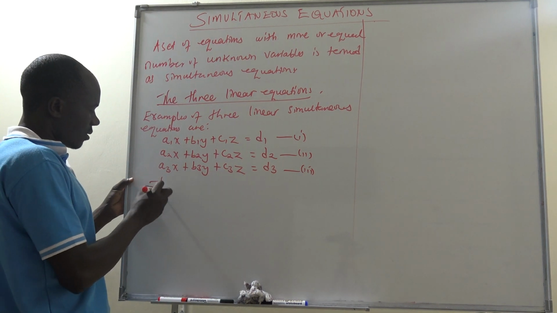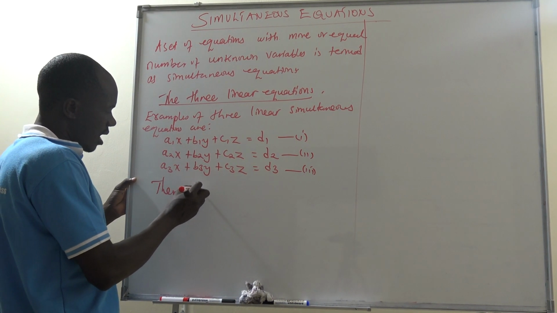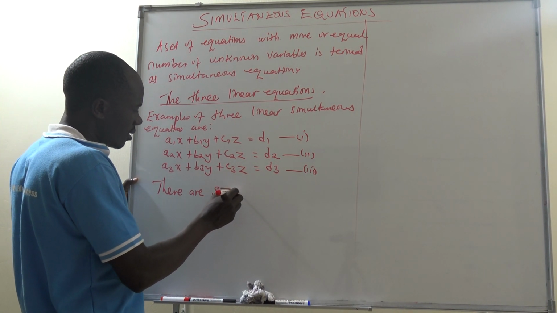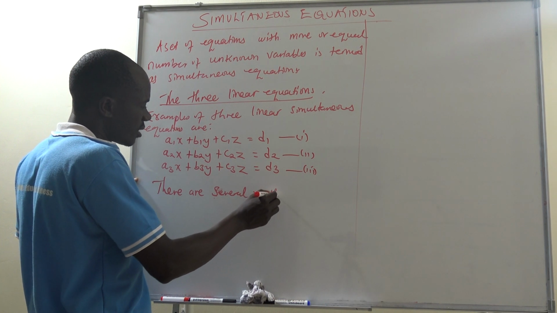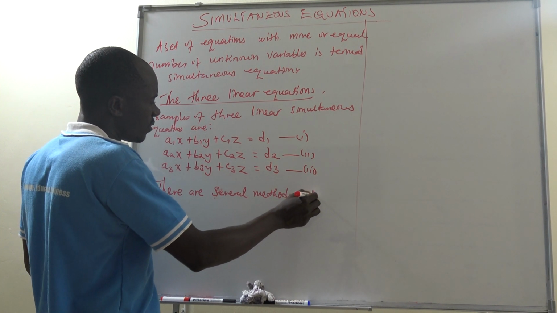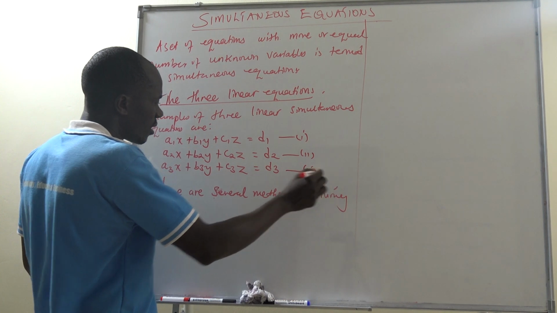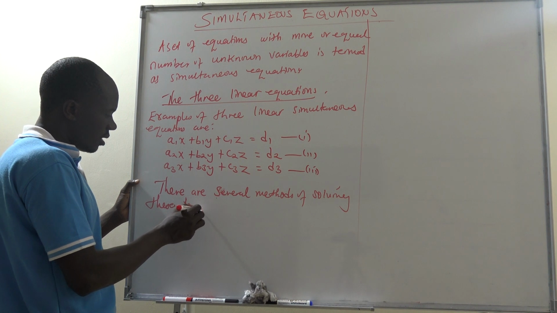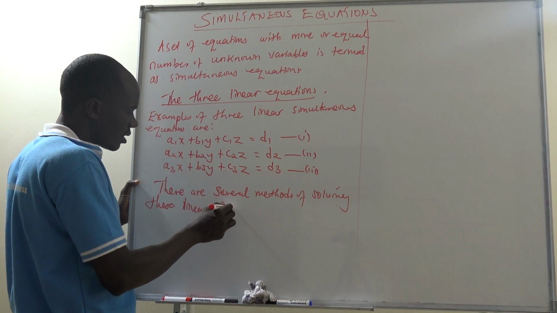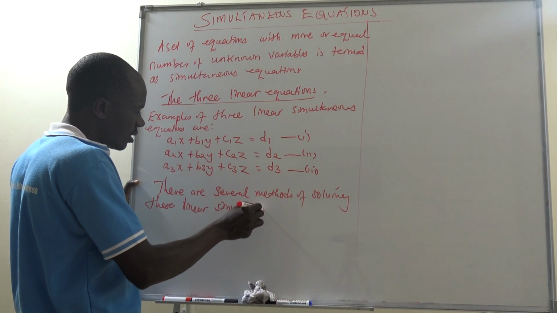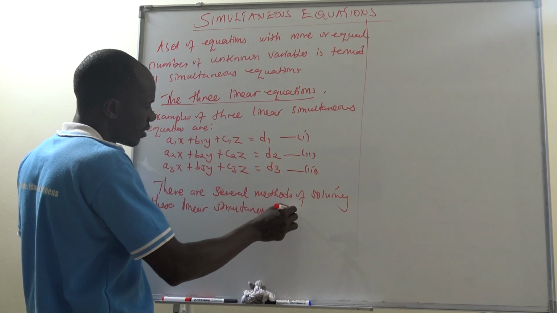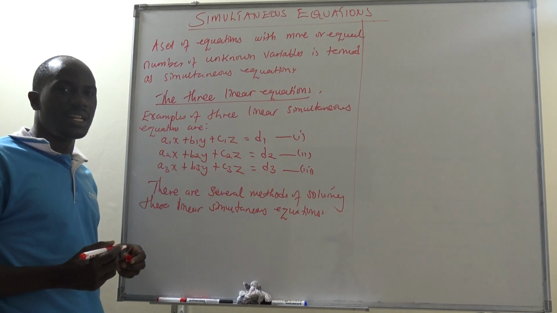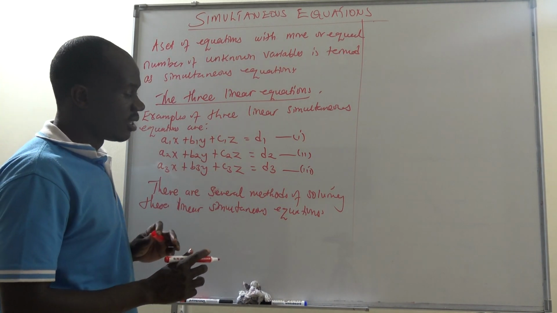There are several methods of solving these linear simultaneous equations. Why am I including the word linear? Linear comes from the word line, because we are not dealing with x squared.